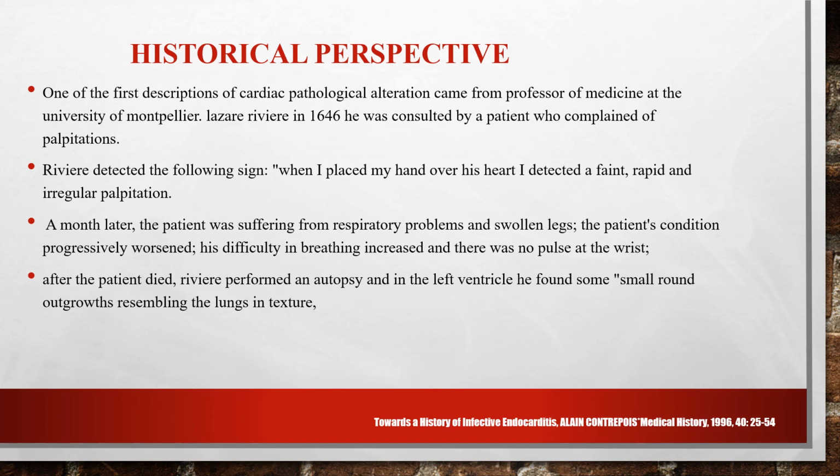A month later, the patient was suffering from respiratory problems and swollen legs, and the patient's condition progressively worsened, and his difficulty in breathing increased, and there was no pulse at the wrist. After the patient died, Riviere performed an autopsy, and in the left ventricle he found what he described as a small round outgrowth resembling a lung in texture.